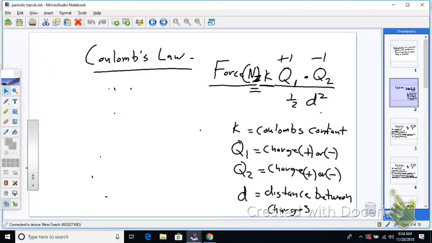Now, if distance gets, yes? What unit do we use for distance? Meters. Now, you're not going to plug any numbers into this equation. All you're going to do is show that if distance decreases, then the force increases because it's inverse. Does that make sense? So that's all you're doing.